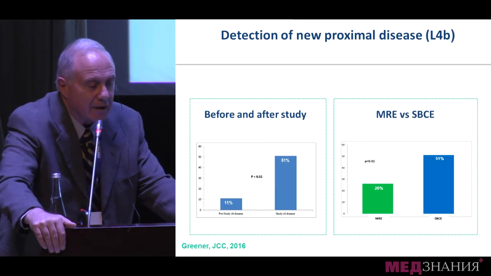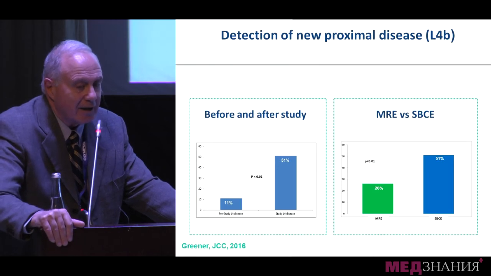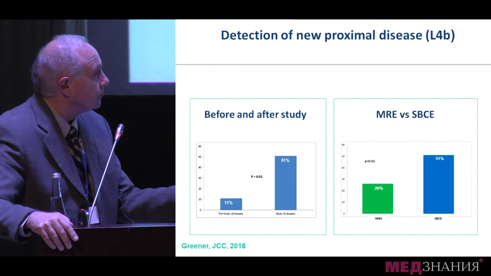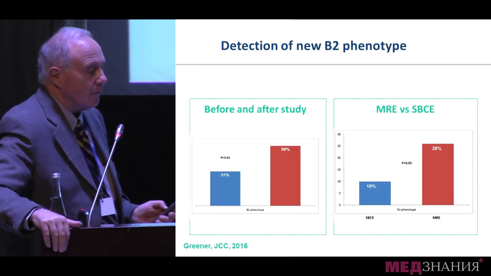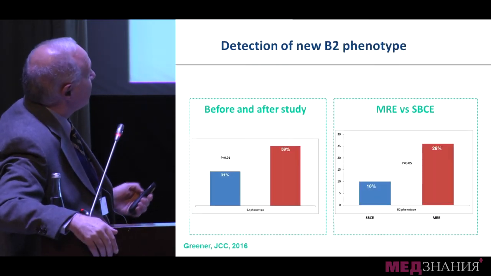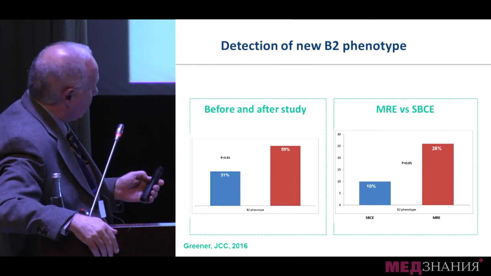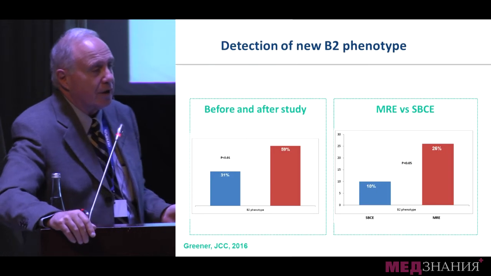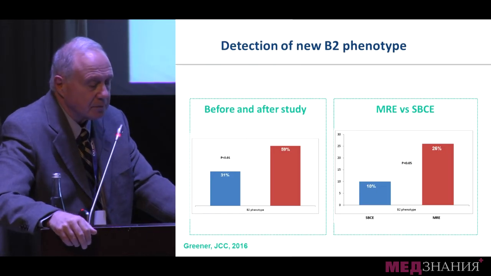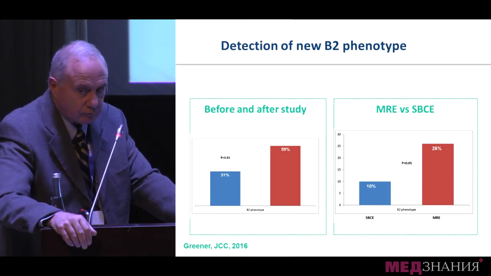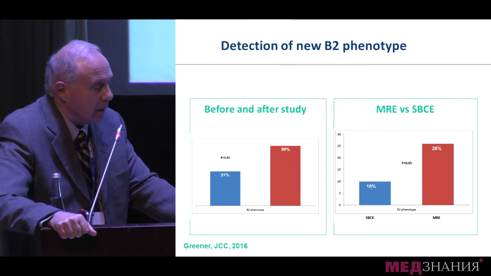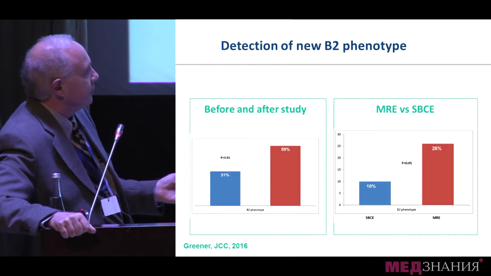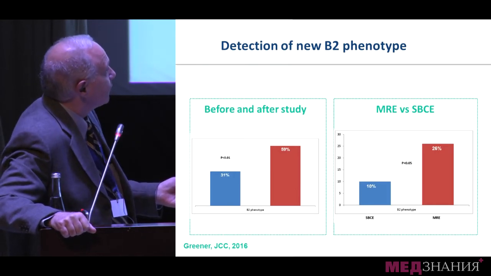And you see here that the capsule was significantly better than MRE for proximal small bowel disease. The same thing with the phenotype. The stricturing phenotype increased from 31% to 60% using capsule and MRE. And here the MRE was significantly better than the capsule, not surprisingly.